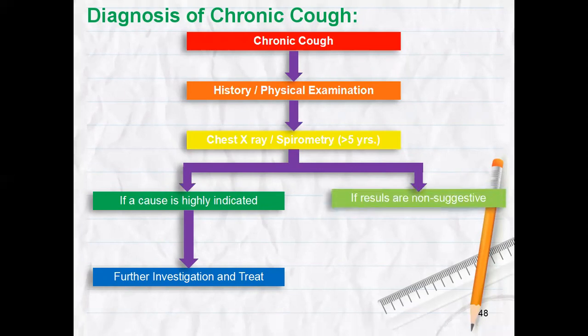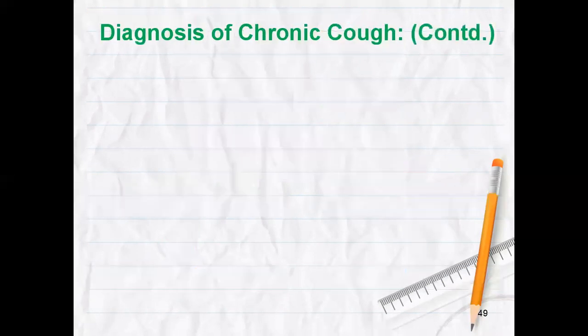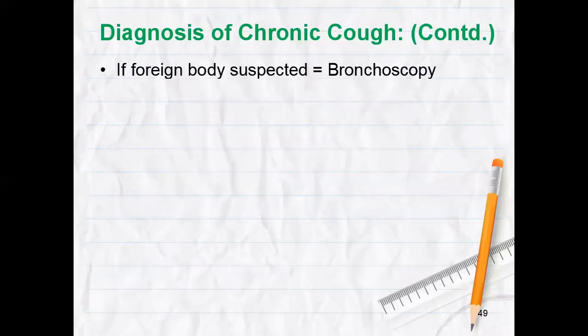However, if the cause is non-suggestive, that is, if the results of history, physical examination, chest X-ray and spirometry are non-suggestive, then we need to refer them to a respiratory physician. Now, what does a respiratory physician do? After referring to a respiratory physician, the first thing that the respiratory physician does is perform bronchoscopy.